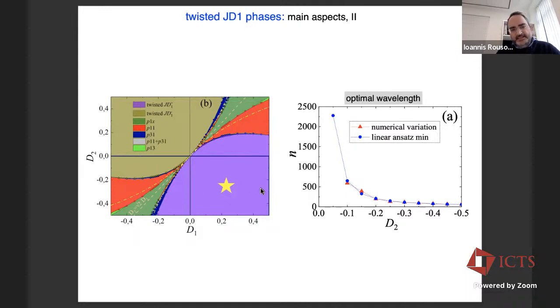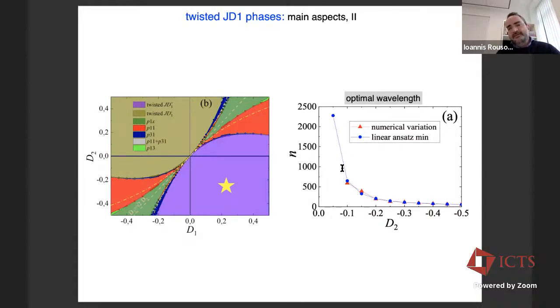Another aspect of this phase is that the period, or the optimal wavelength, of this configuration diverges as we approach the parent phase when D2 goes to 0. These periods here have been obtained in different ways. Numerically, we can do a brute force minimization algorithm. This turns out to be very hard because we do single spin updates, and when you reach such large system sizes, it's very hard to get sensible results above these sizes.